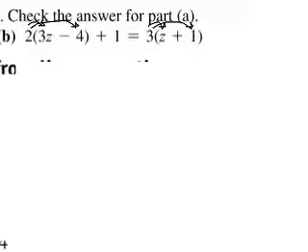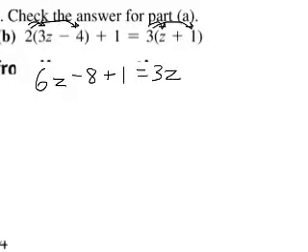Okay, so 2 times 3z is 6z. 2 times negative 4 is negative 8. And that's plus 1 equals 3 times z is 3z. We had 1, now we have 3. 3 times 1 is 3.